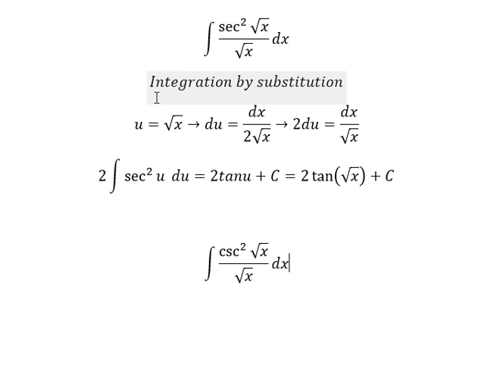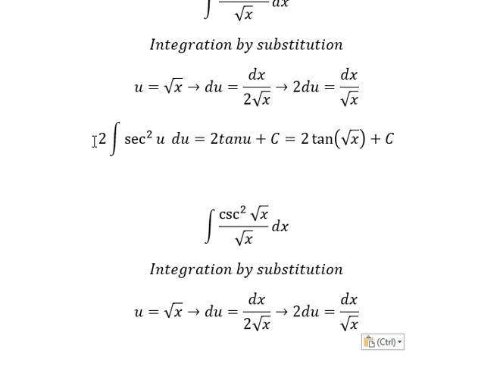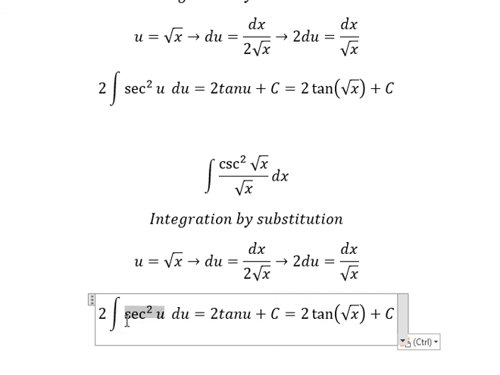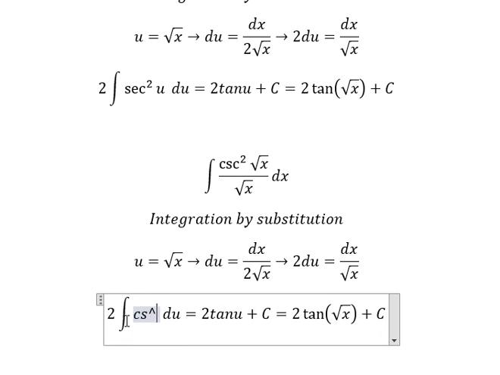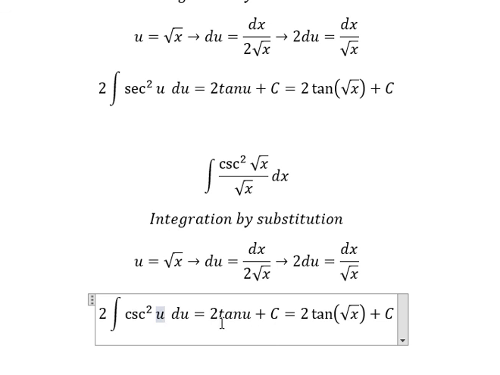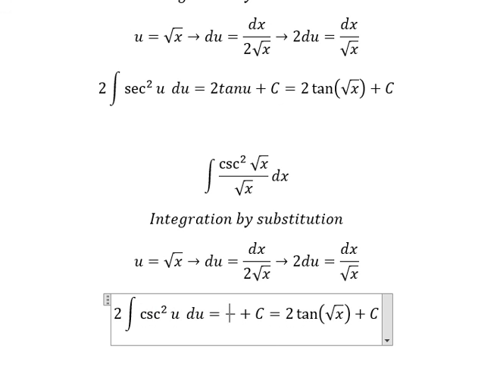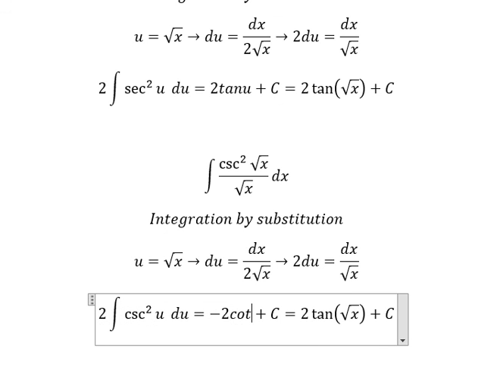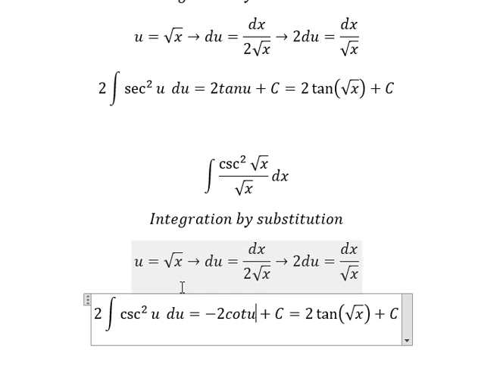Now we will use the same technique for the second one. But now this one is cosecant squared of s. Cosecant of u squared. The integration of this one, we have negative 2 cotangent u, where u is this one.